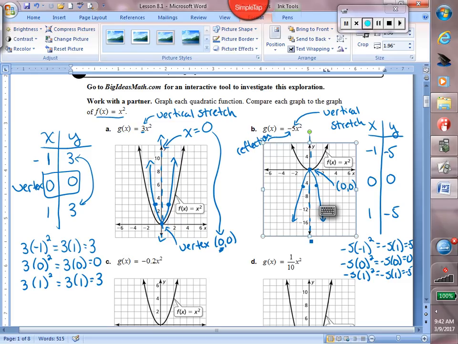Axis of symmetry again splits our graph in half. It's a vertical line, so we have to have the x equals, and along that whole line x equals 0. Again, it's the same as the x coordinate on your vertex.